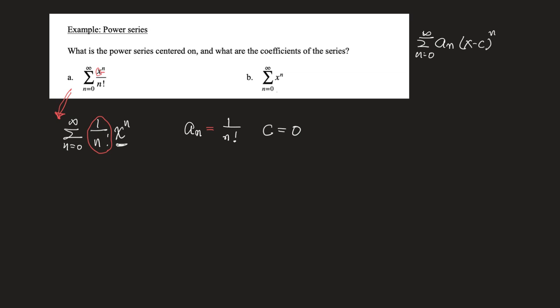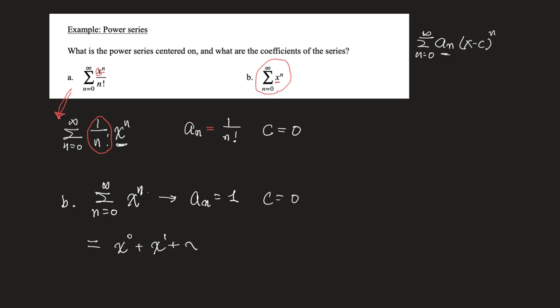Let's go to the second part. How do you know this is a power series? There is a variable. B is the summation n equals 0 to infinity of x^n. The coefficient we want to find is a_n. Each coefficient is 1 and the center is 0. If you expand this, x^0, x^1, x^2, x^3, that is 1, x, x squared, x cubed.